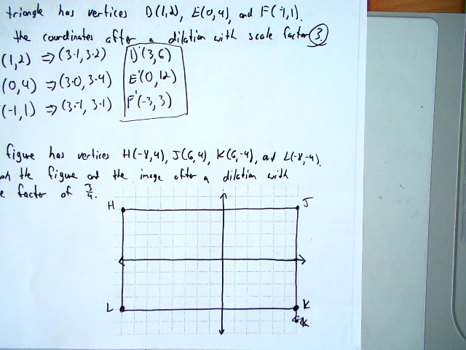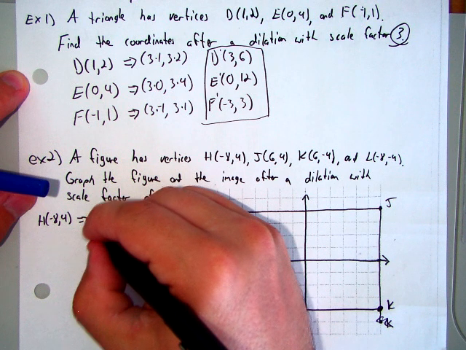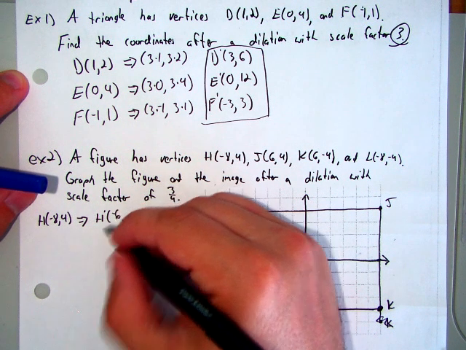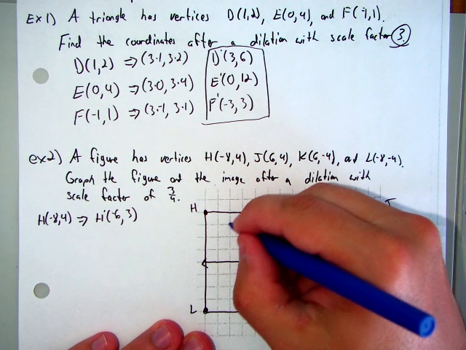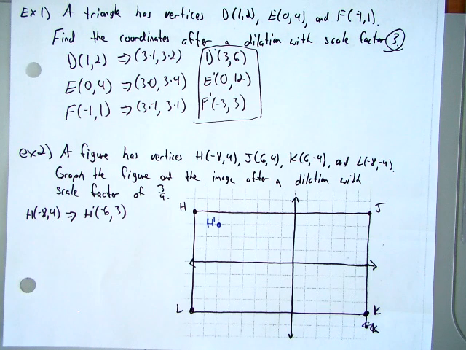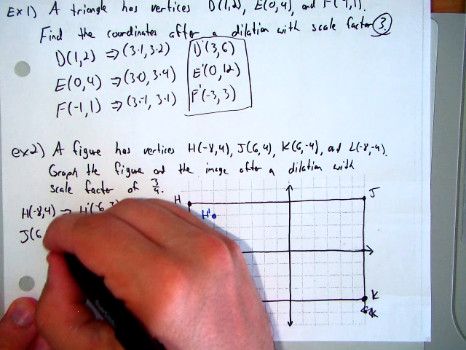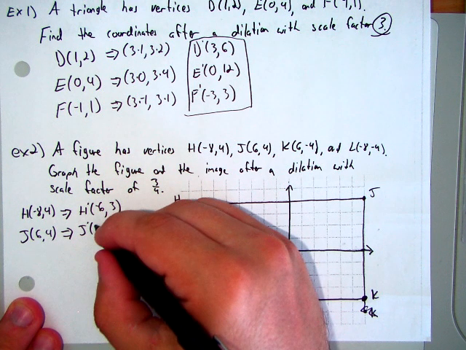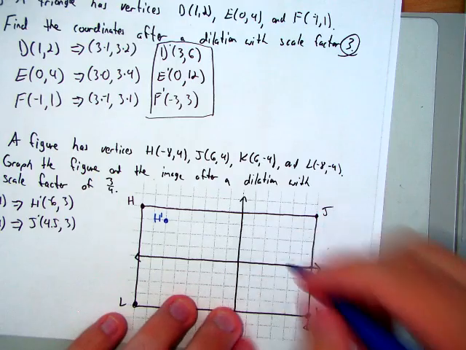Now, I want to apply a scale factor of 3/4, which means that H, which was negative 8, 4, we multiply both of them by 3/4. So H prime, negative 8 times 3/4 is negative 6, and 4 times 3/4 is 3. So H prime then would be here. J prime. So J was at 6, 4. We multiply both of them by 3/4. 6 times 3/4 is 4.5, and 4 times 3/4 is 3. So J prime would be here.